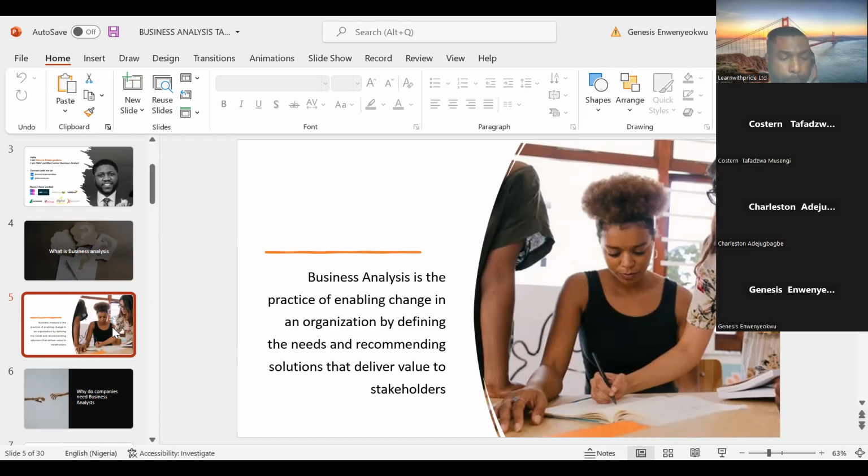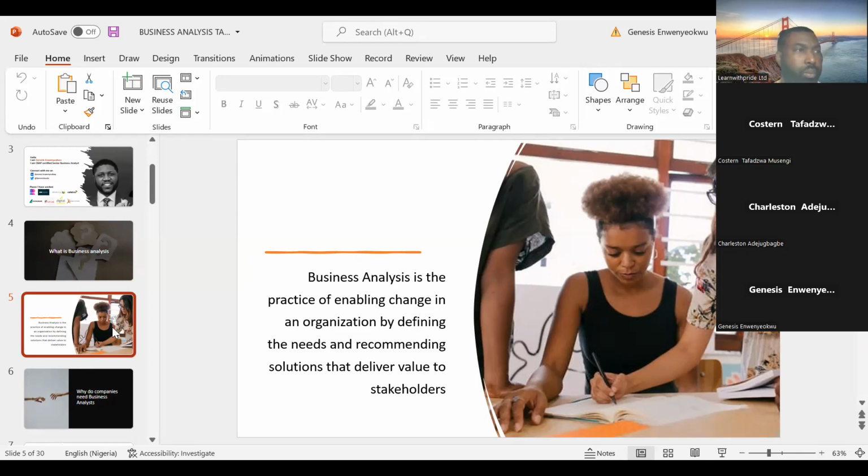You recommend a solution to that opportunity. You recommend a solution to that problem. And you ensure that the solution you are recommending actually delivers value to the people that will be affected by that solution. Those people that will be affected by that solution, we call them stakeholders.